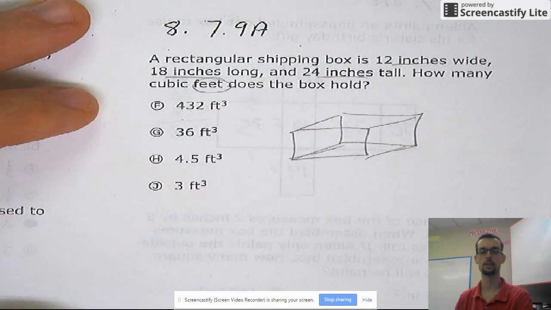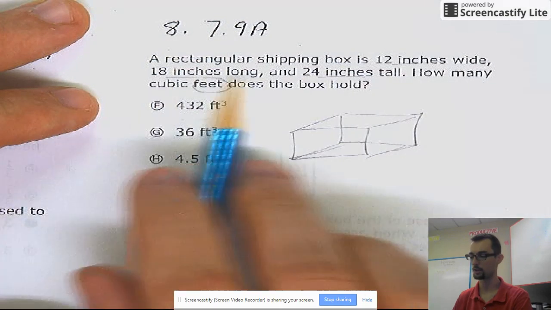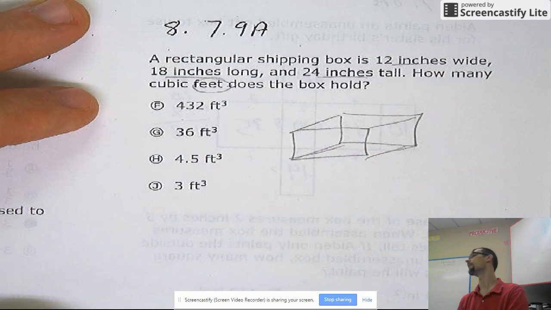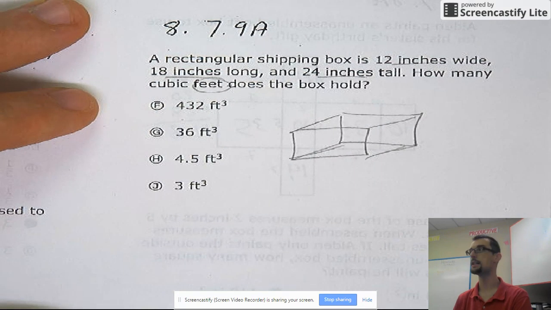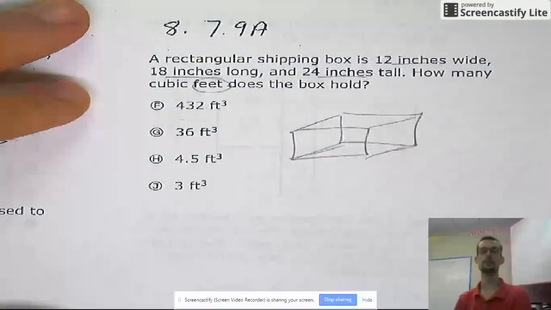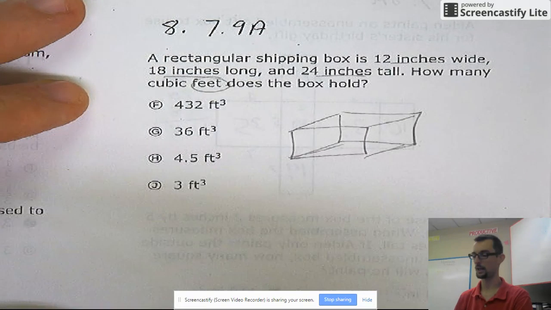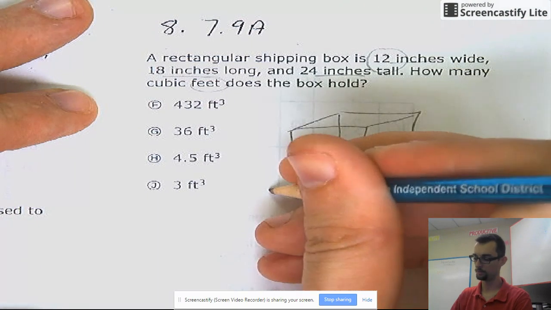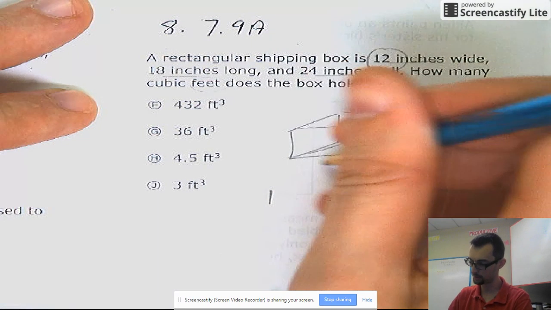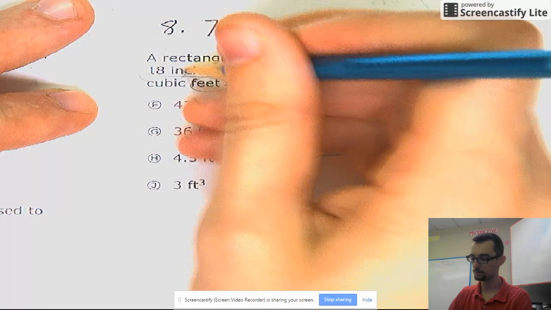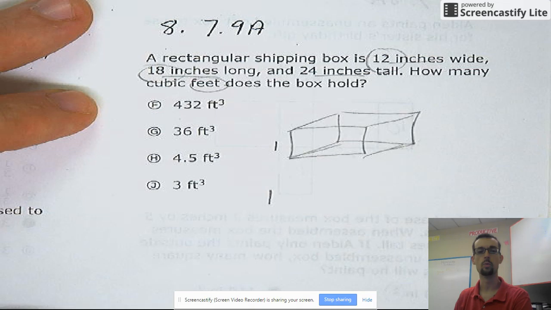Okay, there's two ways of doing this, an easy way and a hard way. The hard way is to do all my multiplication first, multiply 12 times 18 times 24, and then convert to feet by dividing by 12, divide by 12 again, divide by 12 again. The easiest way to do this would be to convert from inches to feet first. Okay, so this right here, 12 inches is 1 foot. So I have 1 foot. Let's see, 18 inches, that's 1 foot 6 inches, right?